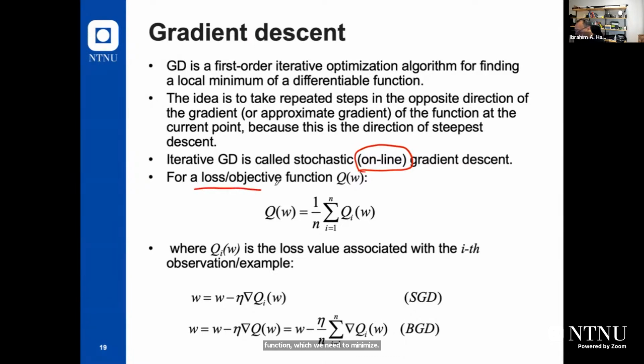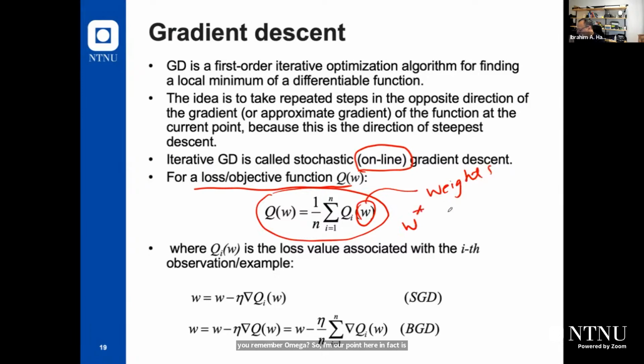This loss function, in the case of a perceptron or feed-forward neural network, could be mean square error, for example. So it could be squared error or mean square error. We need to define a function, and this function will be a function of omega. Do you remember omega? Omega is our weights. Our goal, in fact, is to find the omega star, which will make this Q minimum. We need to minimize Q because it's a loss function, an error function.